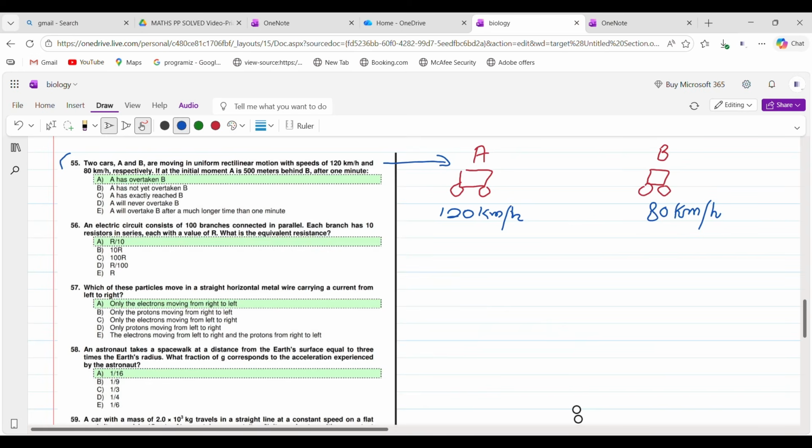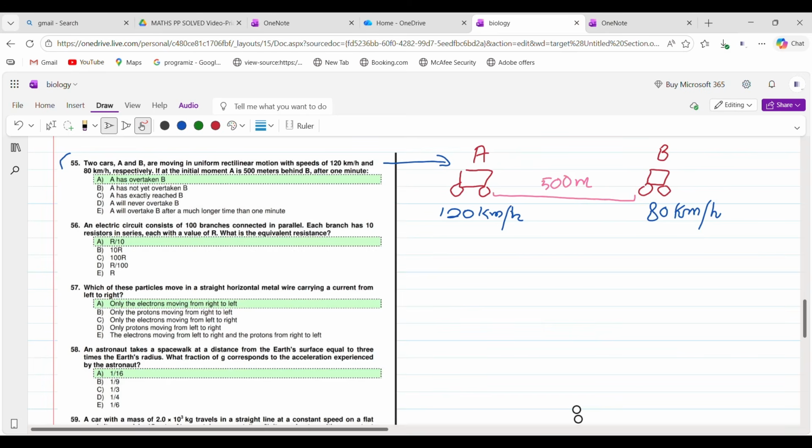A is 500 meters behind B, which means the gap between the A and B cars is basically 500 meters. The gap between them is what? It is basically 500 meters. A is behind B. A is 500 meters behind B, or the gap between A and B is 500 meters. These two statements are basically the same.